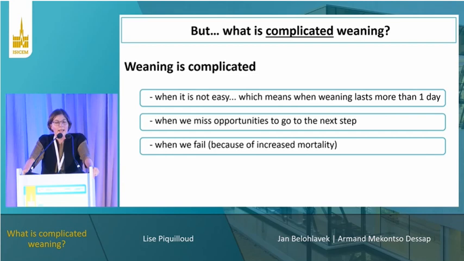Then, what is complicated weaning? I would say that weaning is complicated, basically, when it is not easy, which means when it takes more than one day. Difficult and prolonged weaning. But weaning is also complicated when we miss opportunities to get to the next step, because this is going to prolong mechanical ventilation. And weaning is complicated when we fail, because it's associated with a huge increase in mortality.